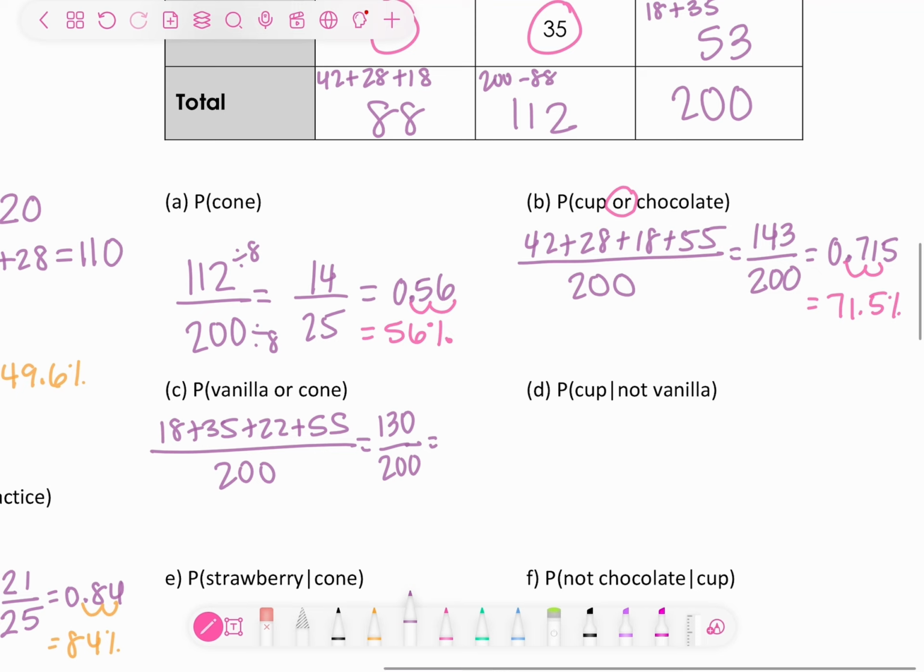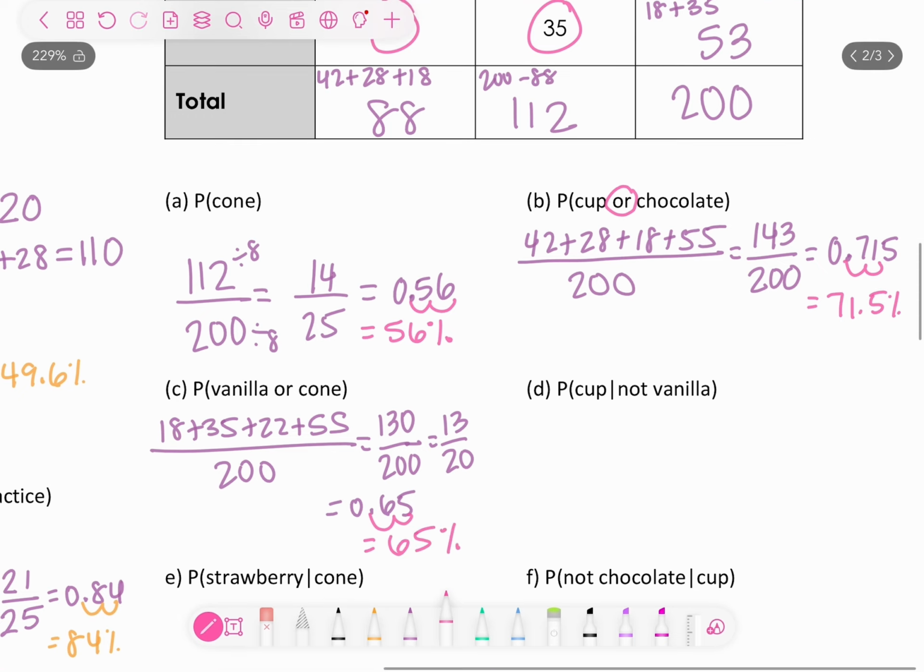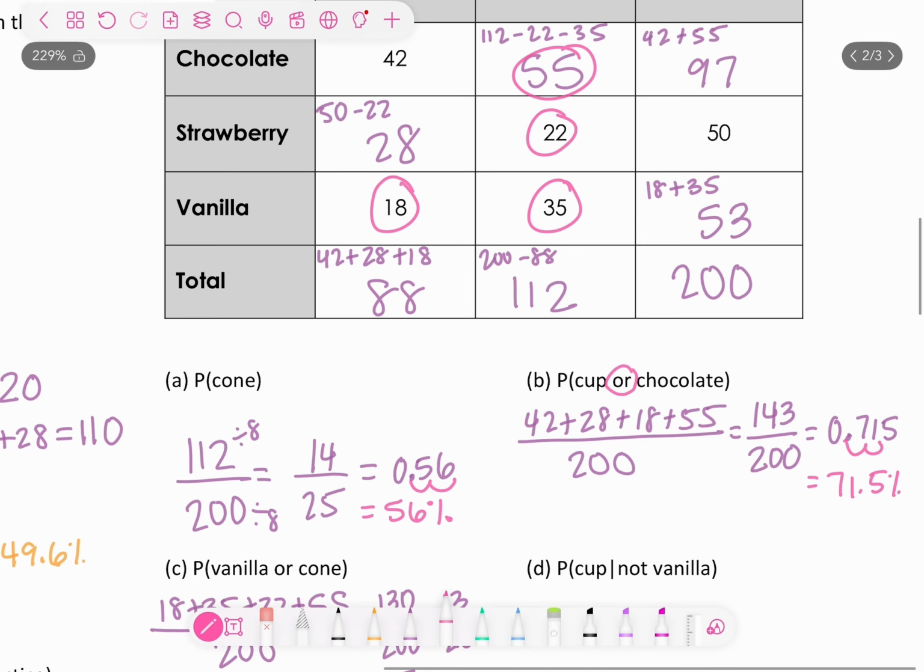Take out the factor of 10 that they have in common. That's going to be 13 over 20. 13 divided by 20 is going to give us 0.65. As a percent, that's going to give us 65% for that problem. Perfect. Now we have a couple more to look at.